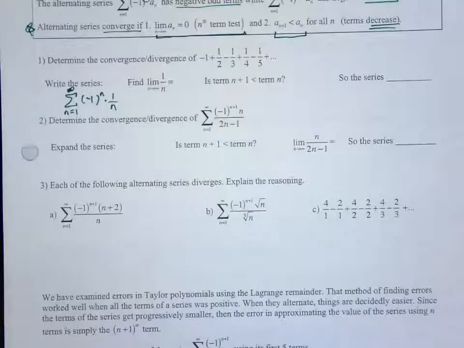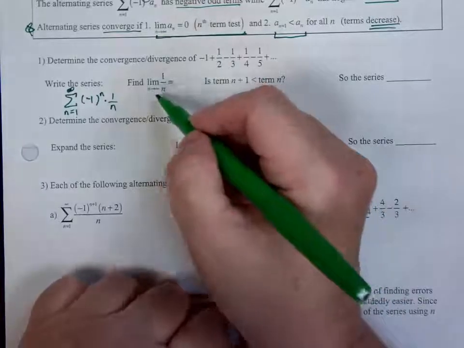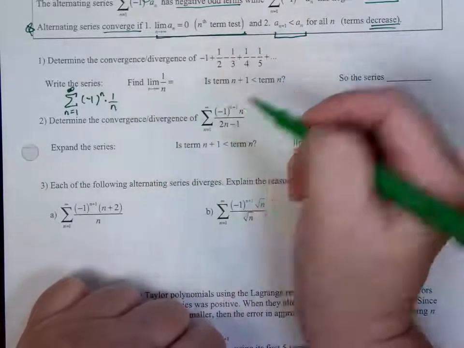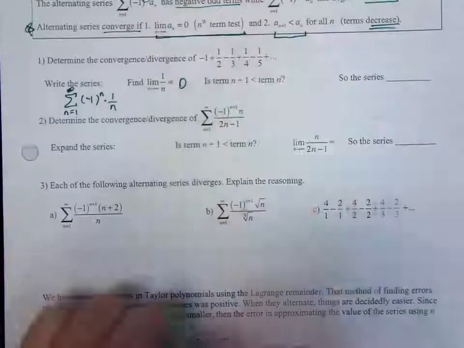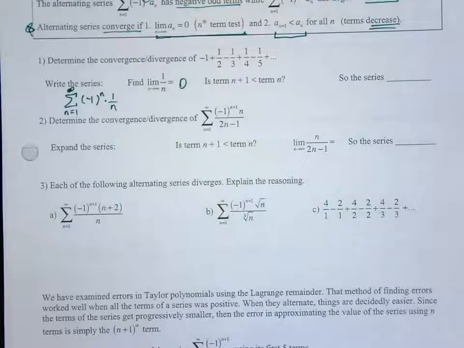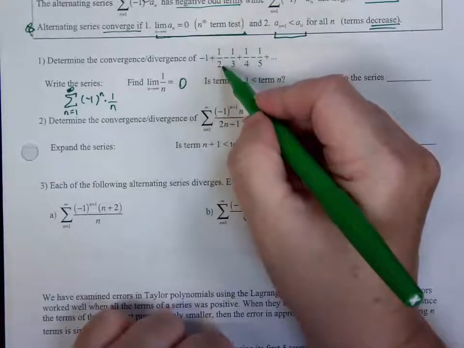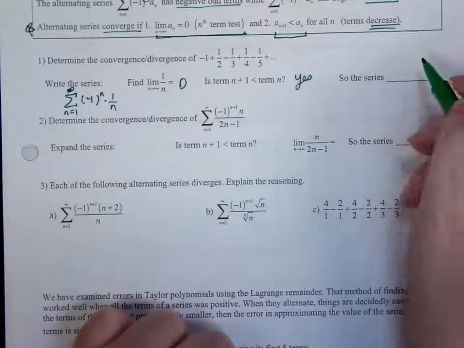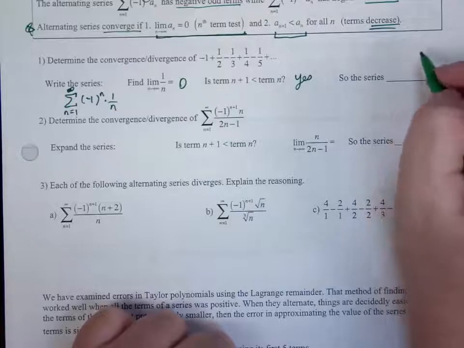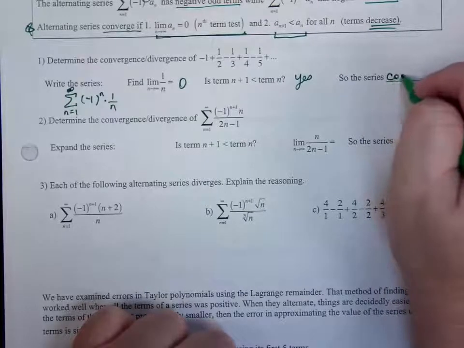Now, step 1 of the test says, find the limit as n approaches infinity of 1 over n. That's easy. If I plug infinity into the bottom, what do I get? I get 0. Okay? So it passes step 1. We move on. Then the next question is, is term n plus 1 smaller than term n? Are the terms going down in size? Yeah, 1, 1/2, 1/3, 1/4. Are they getting smaller? Yes. So the series, what? Converges or diverges? This one converges.